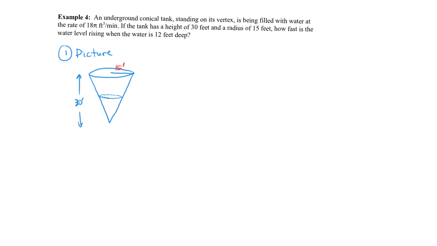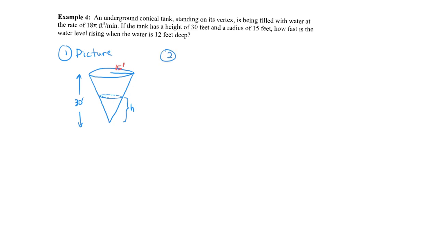And they're talking about a water level. So I put a little water level here. And I should probably put a variable on that, either y or h. Doesn't really matter. I'll just call it h, I guess. We'll say this height is h. All right, so this is our picture. And I guess that's enough for a picture.